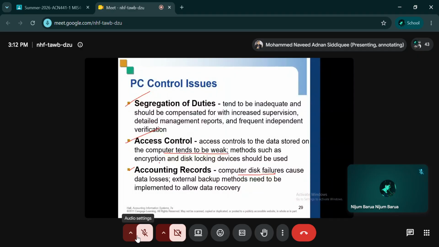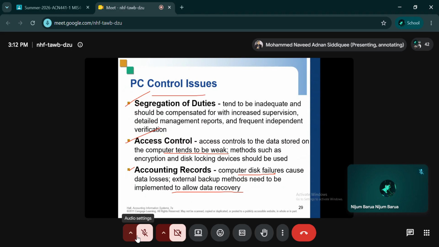So there can be data losses, পুড়ে গেছে, নষ্ট হয়ে গেছে, ভেঙে গেছে, চুরি হয়ে গেছে, hard drive, right? It can be stolen, it can be damaged by fire, by earthquake, even by water. Basically all of these things can harm the accounting records. So there need to be proper data backups and proper data recovery programs to make sure that no sensitive information is lost. Okay, so these are some of the control issues.